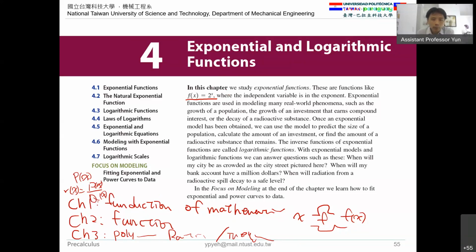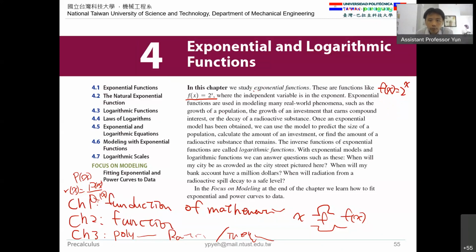And now the exponential function normally has the form f of x equal to 2 to the power of x here, for example, where the x is in the exponent. In this case, you can see f of x is based on 2 to the power of x here. And in the exponential function, we could use various bases, and then we will have different exponential functions. Okay.